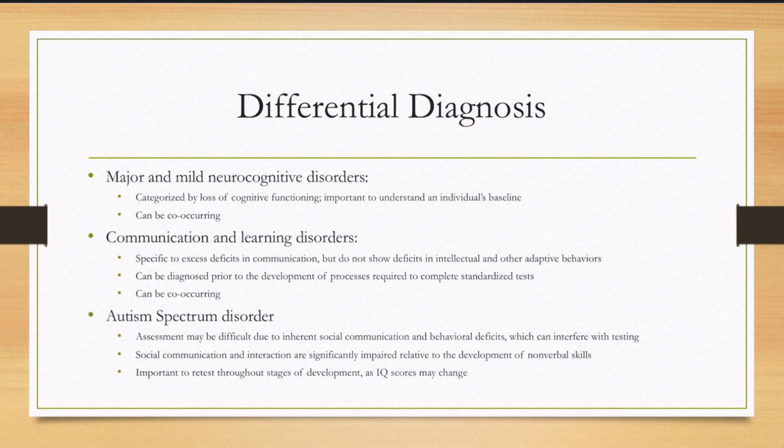Some other diagnoses to consider would be any major and mild neurocognitive disorders. The difference in these is that they are categorized by loss of cognitive functioning. And this means that the individual previously had acquired these skills. So it's important to understand the individual's baseline, in terms of how they were perceived prior to these deficits. But they can be co-occurring.